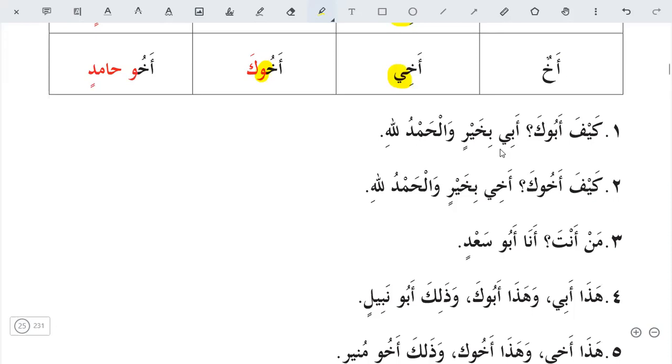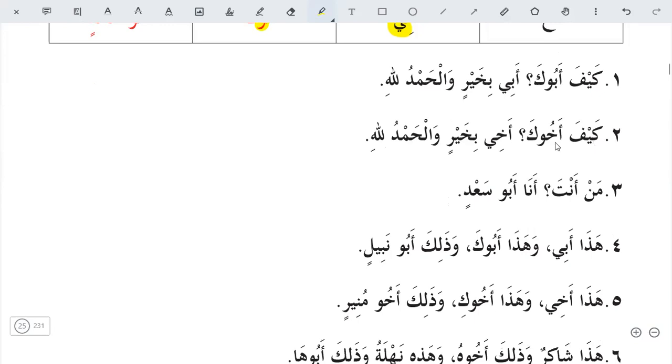Kaifa abuka? Abi bi khairin walhamdulillah. My father is fine. Kaifa abuka? How is your father? Abi bi khairin. My father is fine, alhamdulillah. Kaifa akhuka? How is your brother? Akhu is mudaf here and ka is mudaf ilay. Akhi bi khairin. My brother is fine, alhamdulillah.